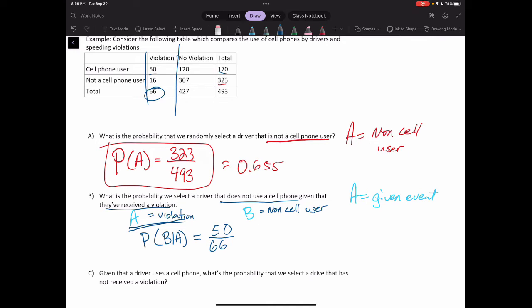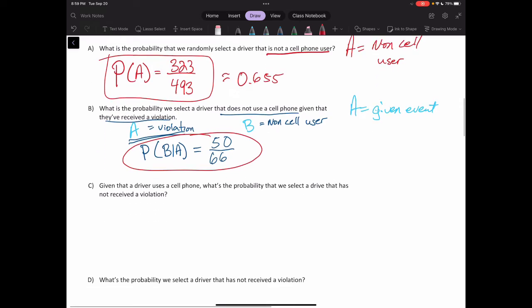And what's cool, and I want to be very clear here, this trick only works if we have whole numbers in our table like we have right now. What's really cool is that if you look at B given A, it kind of looks like a fraction, right? Where A is your denominator. Well, what's A? A is violation. That's why 66 went in the bottom, because that's the total number of violators. And then out of just those violators, 50 of them used a cell phone. All right, so I hope that was clear. Sorry about the confusion earlier. So 50 out of 66 there.